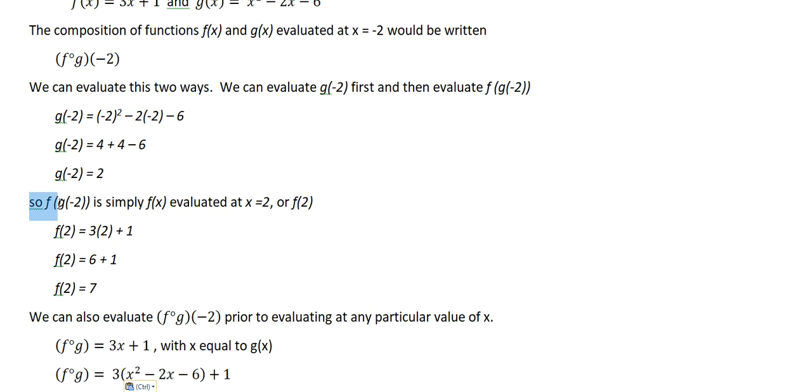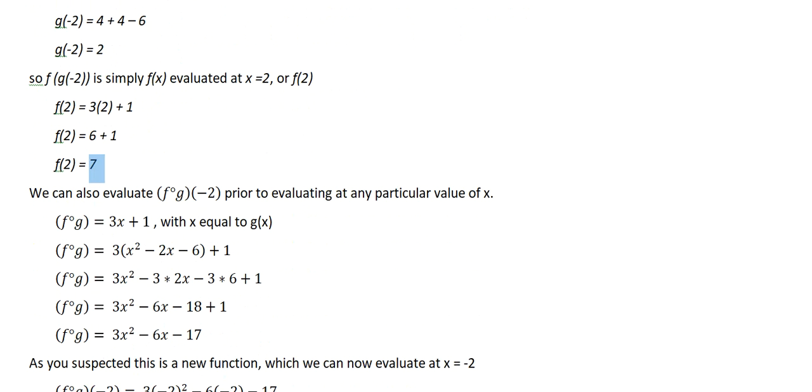So the composition of f and g, okay, so f of x, where we fed the result of g of minus 2 in, is simply f of x evaluated at x equals 2, or f of 2. So f of x is 3x plus 1, so f of 2 is 3 times 2 plus 1, 6 plus 1, or 7. That's a fairly simple, straightforward way of doing it.